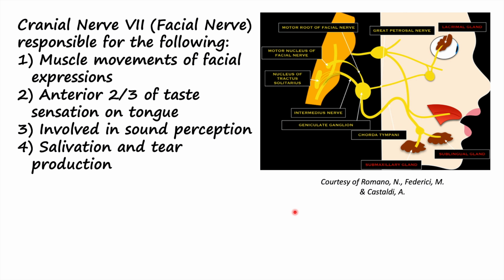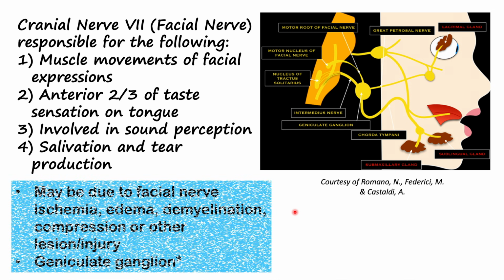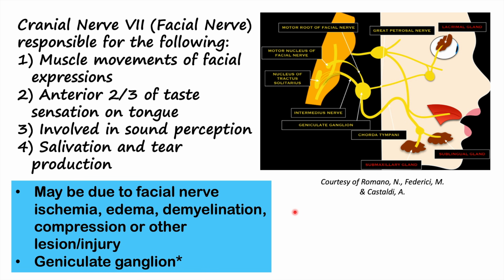So now that we know what the facial nerve does, and we know that the facial nerve is involved in Bell's palsy, but what actually happens to the facial nerve? Well, it's believed that the facial nerve in Bell's palsy becomes ischemic, edematous, or swollen, demyelinated, compressed, or has some other lesion or injury to it. And what is oftentimes going to be the site of the problem is going to be the geniculate ganglion. Now, other parts of the facial nerve may also be involved as well, and depending on where that lesion takes place, that will lead to particular findings, particular signs and symptoms.